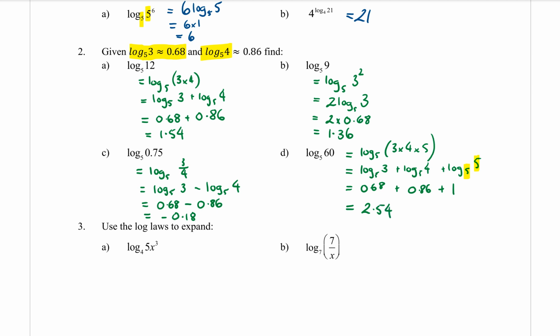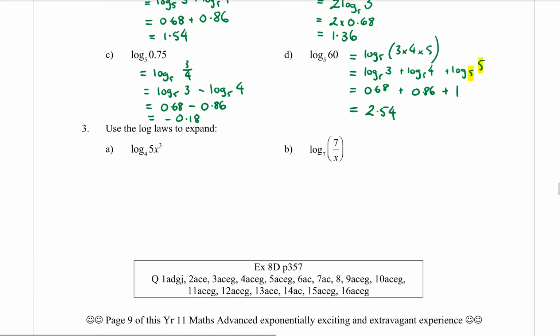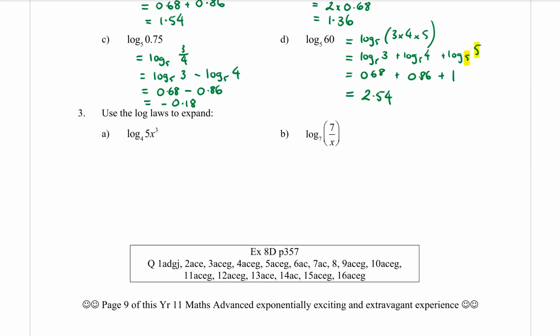Question 3 says to use log laws to expand. So we won't be able to get a numerical value for these, but we can practice using our laws to expand these out. So I have log base 4 of 5 times x cubed. So because the 5 is times with the x cubed, I can use my first law to split that into 2 logs that are added. So log base 4 of 5 plus log base 4 of x cubed.